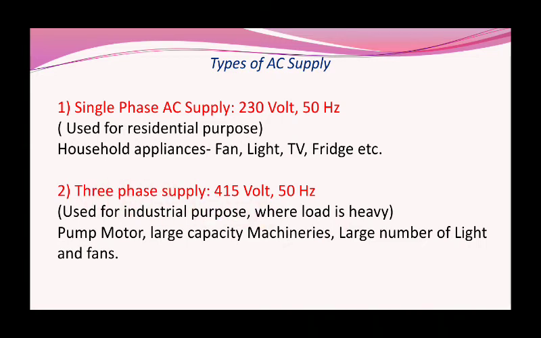So always remember, this is a simple thing. For our household supply we use single phase because we need less supply. But for industries or function halls, big corporate offices, they need a more amount of power, more electricity. In that case we use a three phase supply. There is a difference in voltage also. Single phase is 230 volt, whereas three phase is 415 volt, meaning its voltage is more and its power capacity is more.